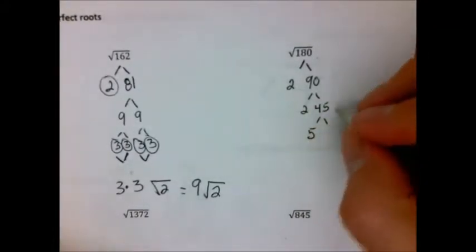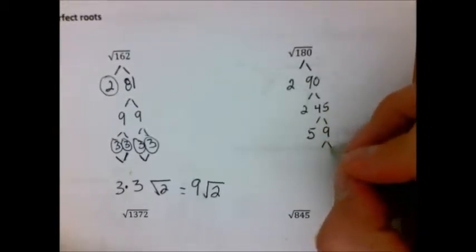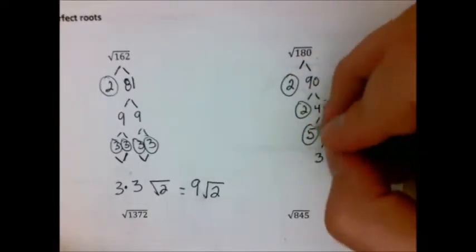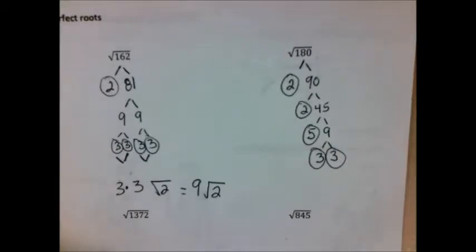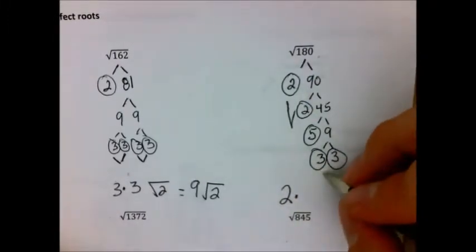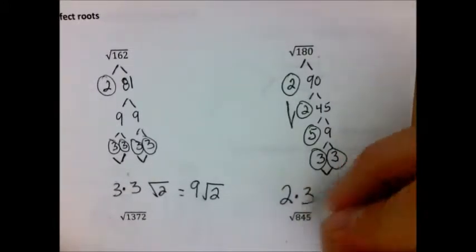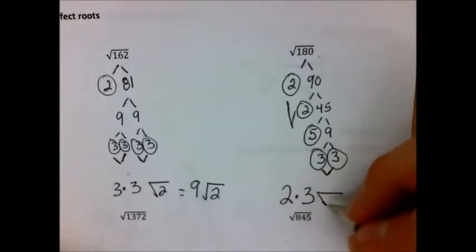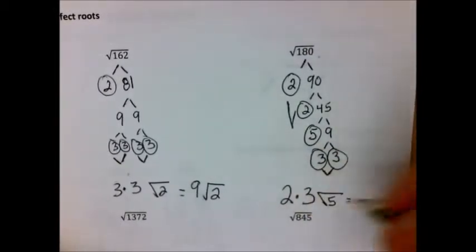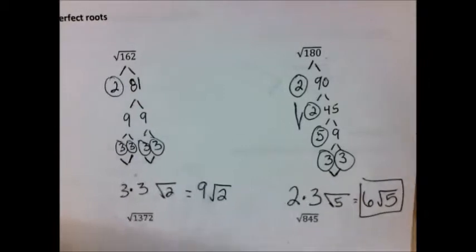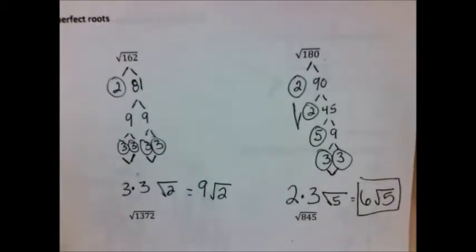45 goes into 5 and 9. 9 breaks down into 3 and 3. Alright, so we have this 2, we have this 2, we have this 5, we have this 3, and we have this 3. So remember, they can only come out in pairs. So you've got this 2 is one pair. You have these 3s, second pair, but 5 doesn't have a pair to come out with. So it's just going to stay at home. Square root 5. 2 times 3 is 6. Square root 5. Let's copy that down.